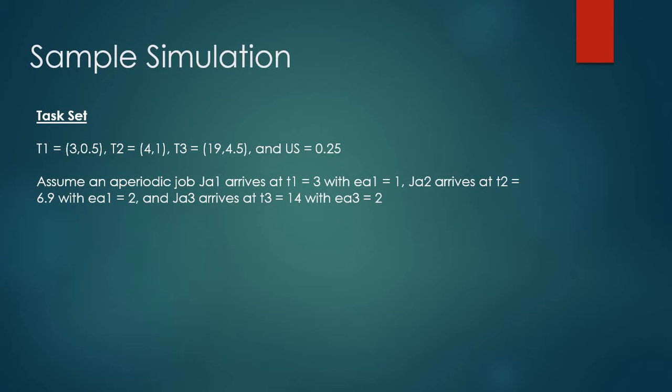What we have done is create a sample simulation for a task set. We have added these values and then produced the sample simulation. So these are the task sets. Three simple periodic tasks arrive, the processor utilization is 0.25, and an aperiodic task arrives at some irregular intervals. So let's continue.